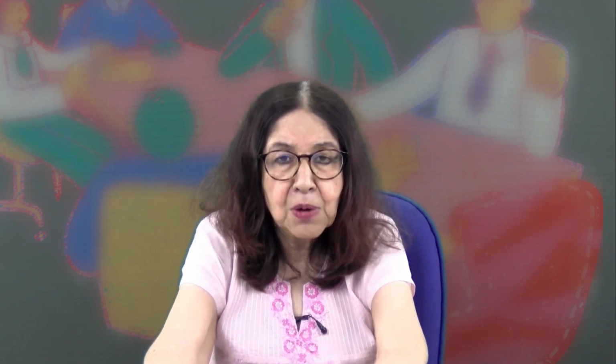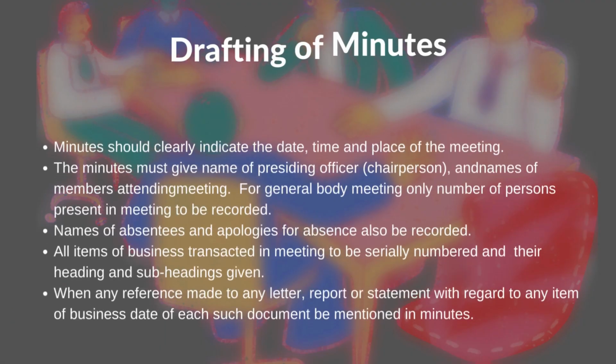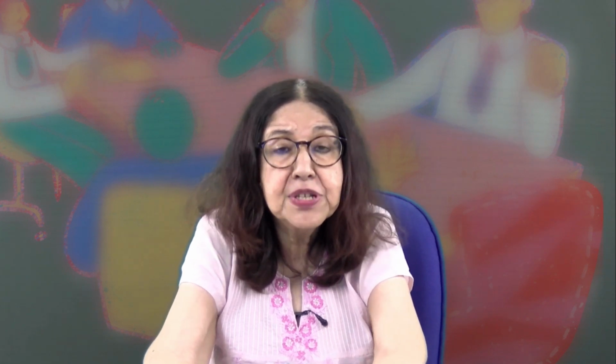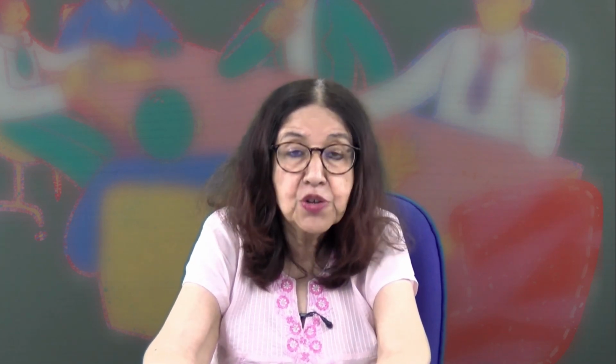Then there is a minute book, which should be properly bound, and minutes should mention what kind of meeting it is: subcommittee meeting, board meeting, annual meeting, general meeting, and so on. It should indicate the date, time, and place of the meeting. It should give names of presiding officers, people who attended, people who were absent. And all headings and subheadings should be serially numbered. If there is any reference to a letter or report or statement, that should be documented.